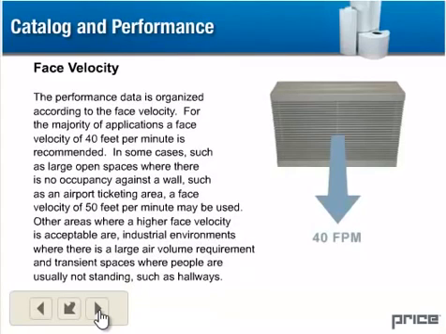The performance data is organized according to the face velocity. For the majority of applications, a face velocity of 40 feet per minute is recommended. In some cases, such as large open spaces where there is no occupancy against a wall, such as an airport ticketing area, a face velocity of 50 feet per minute may be used. Other areas where a higher face velocity is acceptable are industrial environments where there is a large air volume requirement and transient spaces where people are usually not standing, such as hallways.